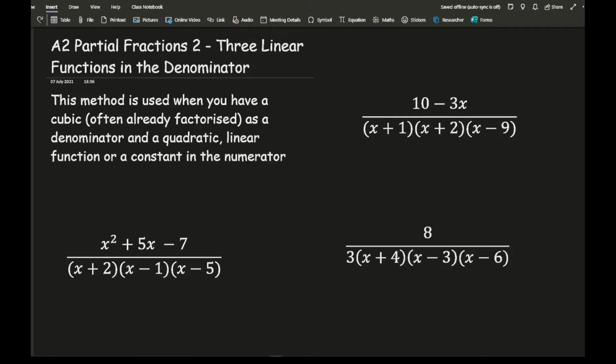Now this method is used when you have a cubic, which is often already factorized for you, as a denominator, and either a quadratic, a linear function or a constant in the numerator. Just to go over what I mean by that, your denominator should always involve a cubic expression which can be factorized for this method to take place.